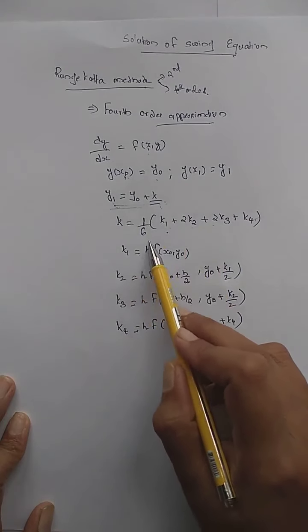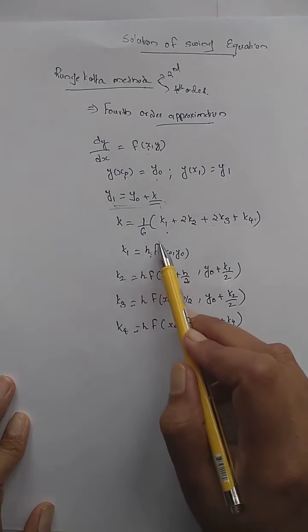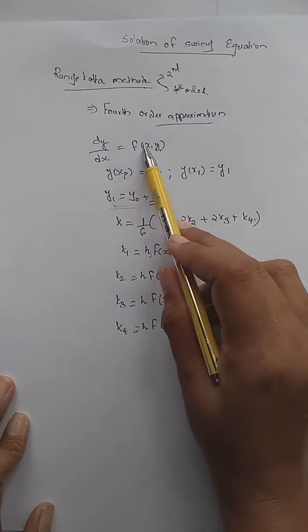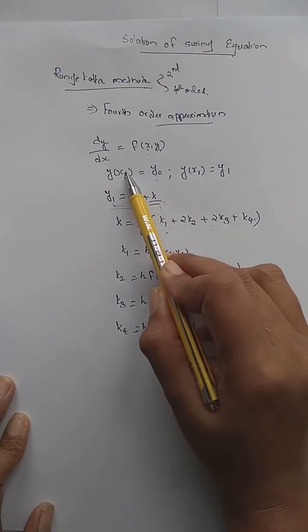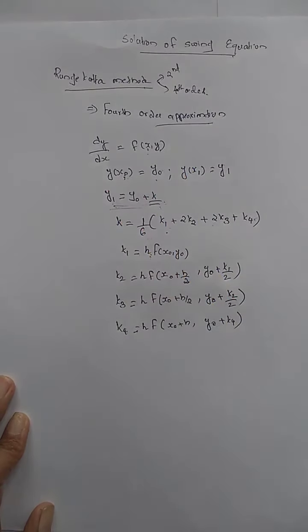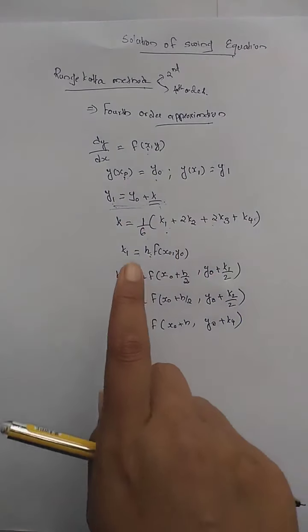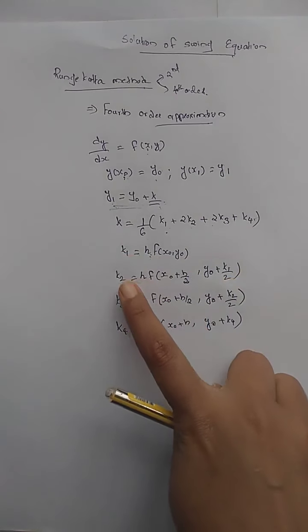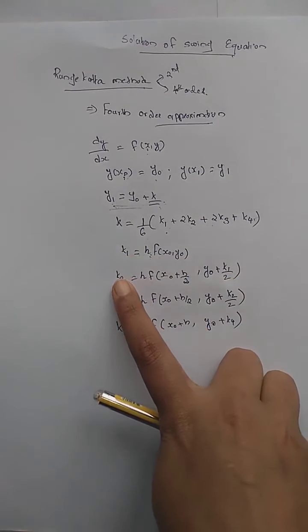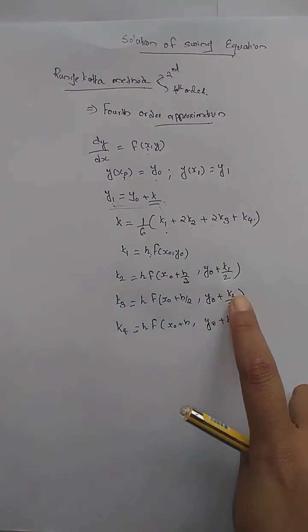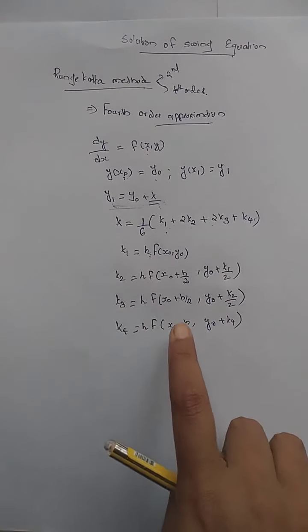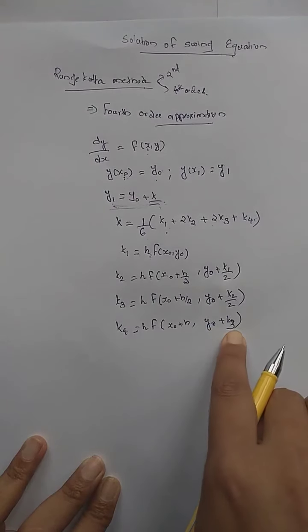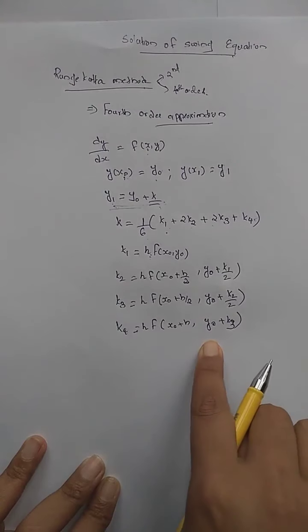K1 is h into, what is the h? Time interval into f of x0, y0. We have to give this equation. There will be a function and we have to give the values x0 and y0 for this particular function, and we have to find out k1. Then we have to substitute this k1 here and we will get the value k2, and we have to substitute the k2 value here and we will get k3. Then we have to substitute, this is not k4, sorry, this is k3. We have to substitute this k3 here and we have to find out the values.